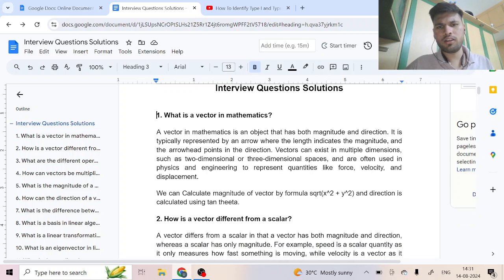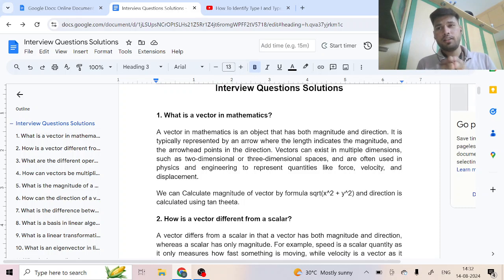So the first question is, what is a vector in mathematics? It is a pretty obvious topic: a vector in mathematics is something which has both magnitude as well as direction. The difference between a scalar and a vector is that a scalar only has magnitude, but a vector has magnitude as well as direction. Let's take an example, that is speed. Speed is a scalar quantity because it only has a magnitude, like we say the car is running at the speed of 40 kilometers per hour, 100 kilometers per hour, etc. But when we talk about velocity, it has both magnitude as well as direction.